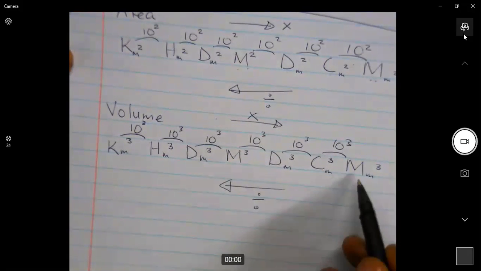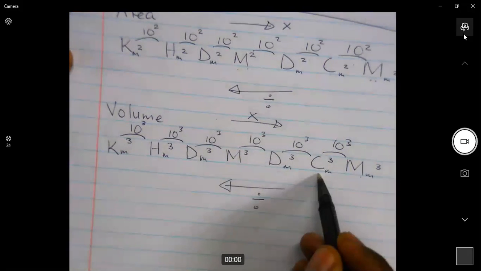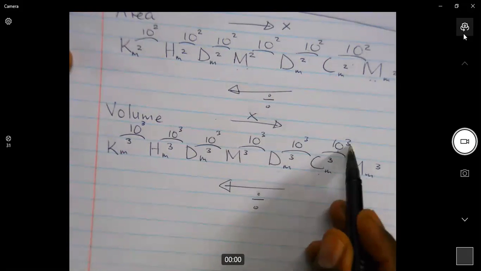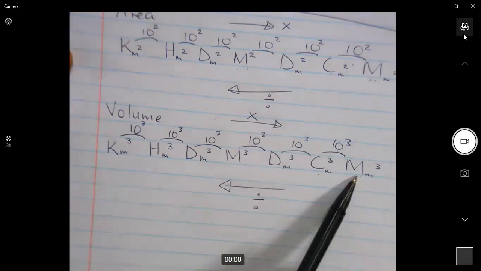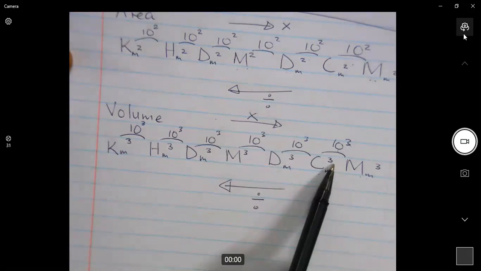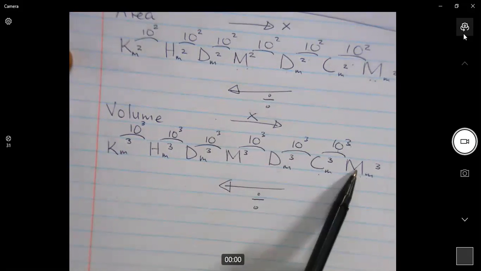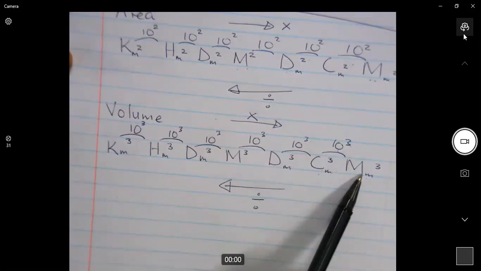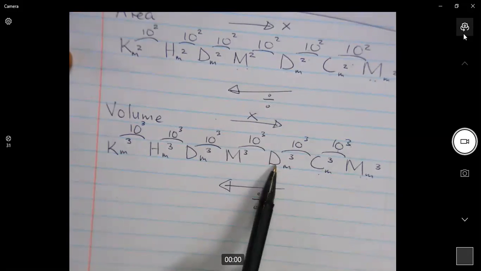So when I move from cubic millimeters to cubic centimeters, I'm moving from right to left, so I'm going to divide by 10 to the power 3. What is 10 to the power 3? It's 1,000. When I move from cubic millimeters to cubic decimeters, I'm making 2 steps, 1, 2. Each step is 1,000. So 1,000 times 1,000 gives me 1 million, which is 10 to the power 6 if I just add the exponents. So when I move from cubic millimeters to cubic decimeters, I'm going to divide by a million.